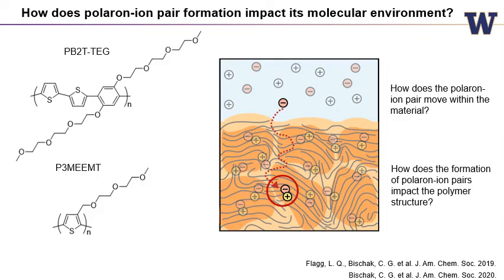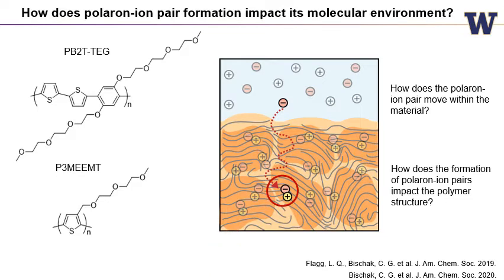We start by looking at two polymers that have very similar structures. The first is PB2T-TEG, and the second is P3MEEMT. Both of these polymers have conjugated backbones and these ethylene glycol side chains, but they actually behave quite differently when ions are injected into them. The questions we want to ask about this process of ion insertion are: how does this polaron-ion pair move within the material, and how does the formation of this polaron-ion pair impact the polymer structure?